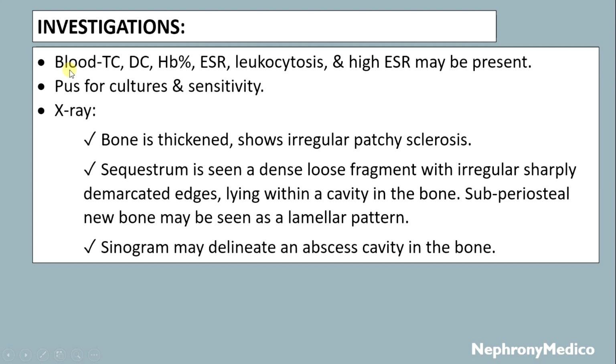Investigations: blood tests, TLC, DLC, hemoglobin percentage, ESR, leukocytes can be done, pus for culture and sensitivity, and X-ray. On X-ray, bone is thickened and shows irregular patchy sclerosis. Sequestrum is seen as a dense loose fragment with irregularly shaped demarcated edges lying within a cavity in the bone. Subperiosteal new bone may be seen as a lamellar pattern. Sinogram may delineate an abscess inside the bone.